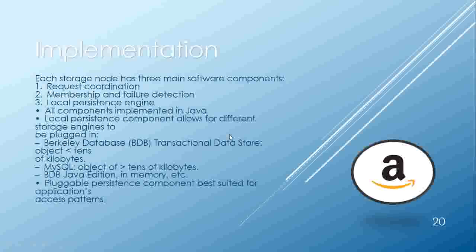Each storage node has three main software components. The first is request coordination, then membership and failure detection, and the local persistence engine. The local persistence engine component allows different storage engines like the ones mentioned below. Everything is implemented in Java.